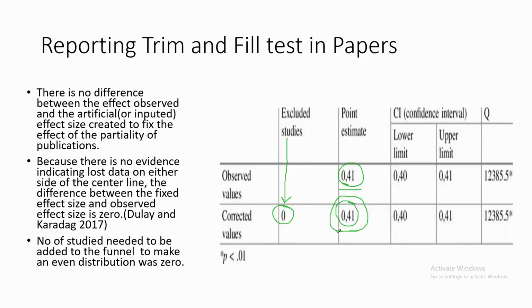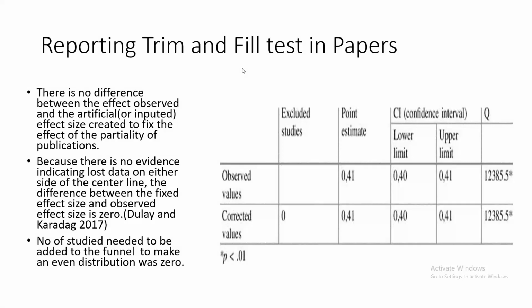So from the observed value, which is your original data, to the corrected values, which is the data manipulated by the software by adding some good grains into your funnel, there will be a difference in point estimate. There will be a difference, and you report that and say that my study is biased. I hope you don't have to report that, but in case you do get a bias, you have to report it. You cannot go without reporting a bias. So that is about trim and fill.